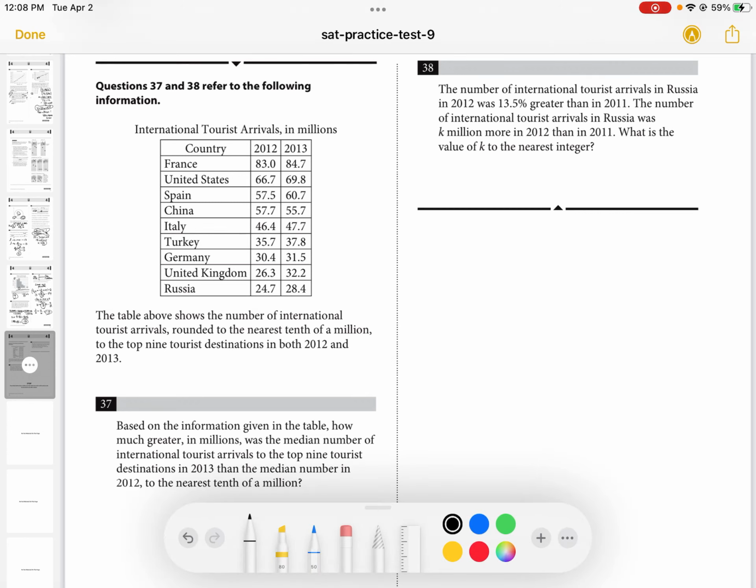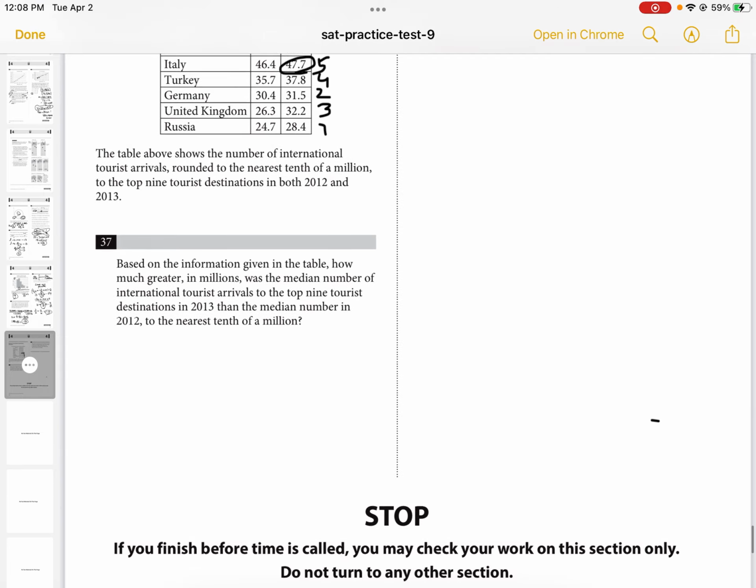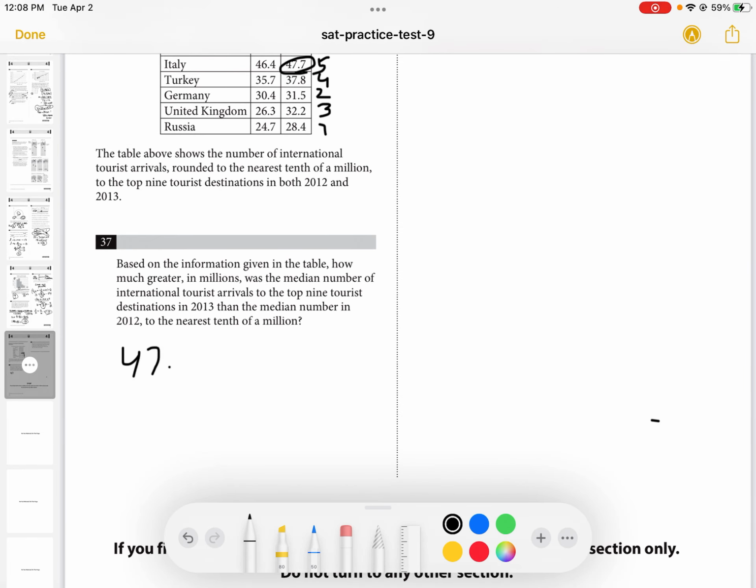So in 2013, the median was, let's see, this is the lowest. The second lowest is Germany. Third lowest is the UK. Fourth lowest is Turkey. And then fifth lowest is Italy. Italy is our median. So 47.7 is our median for 2013.